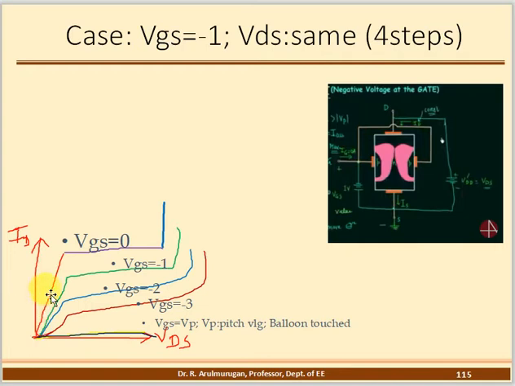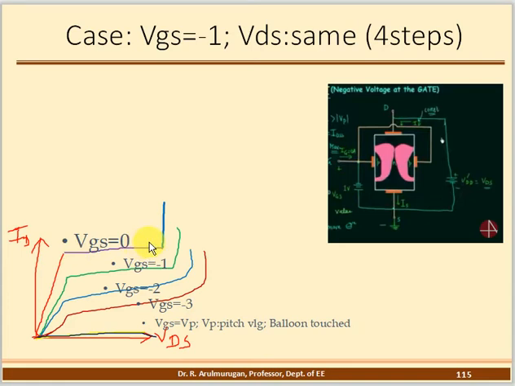So linearly increasing. Once you apply the voltage, the depletion region is created. Initially the depletion region does not touch, so the current flows from top to bottom. Similarly, the voltage is also increasing, so linearly it is rising. Then if you keep on increasing the output voltage, at one point the balloon closes, touched. If it is touched, the conventional current does not flow, so the conventional current is maintained as a constant.